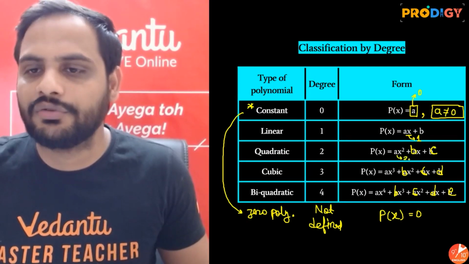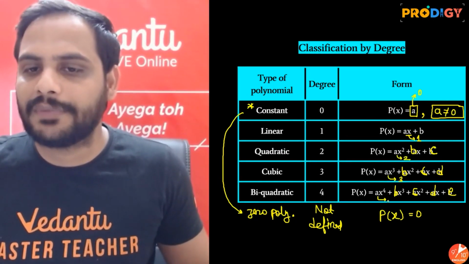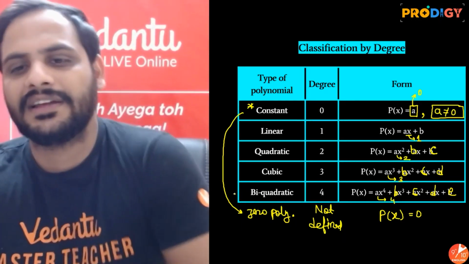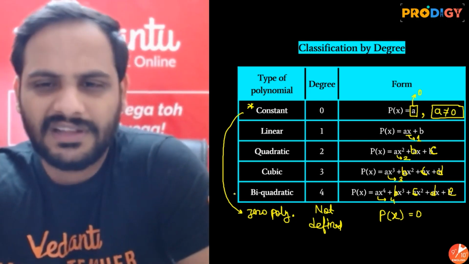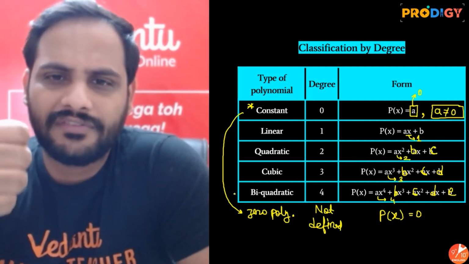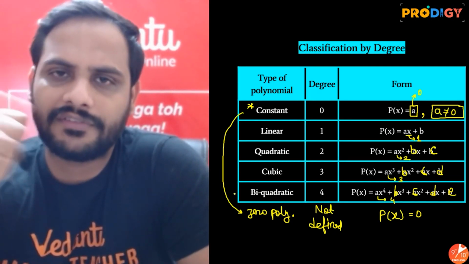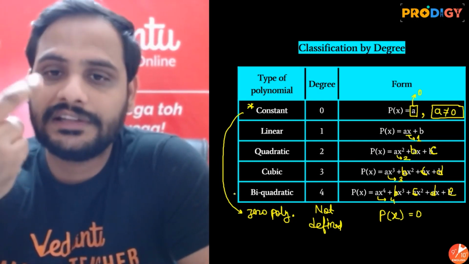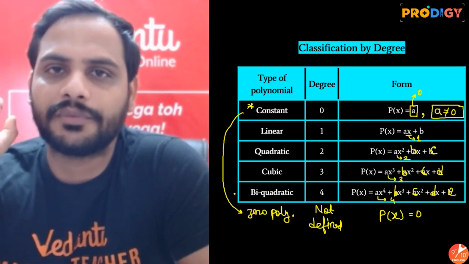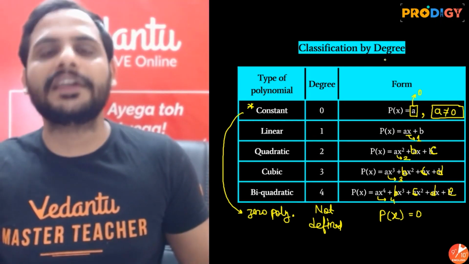Here the highest power is 2. It is a quadratic polynomial. Highest power is 3, cubic polynomial; highest power 4, biquadratic polynomial, and so on. Even after that there are some names, but no need to remember them. Only up to cubic is sufficient. Understand the difference? Constant, linear, quadratic, cubic. If you understand the difference between these four, everything will be easy for you. So this is the classification on the basis of degree of polynomials.